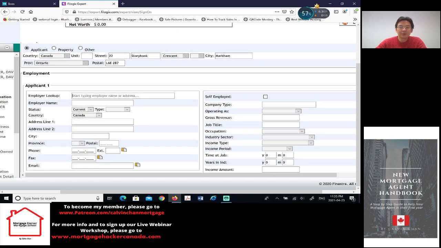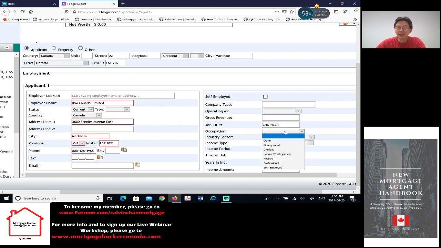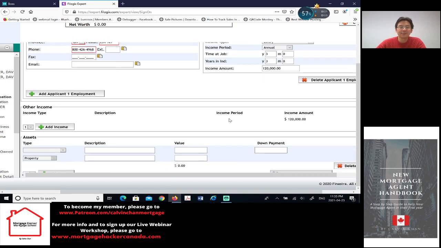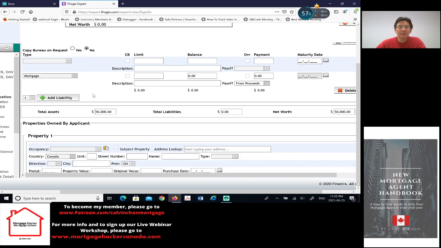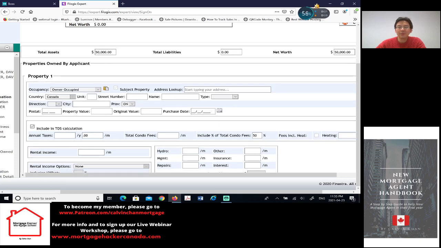So he works for IBM. Again, if you have been in my workshop or digital course, you know that he is an engineer in IBM. He is a professional in the high-tech field. He earned a salary of how much? 120,000. He has no other income, he has some saving. We'll leave the liability there. He basically has no liability.